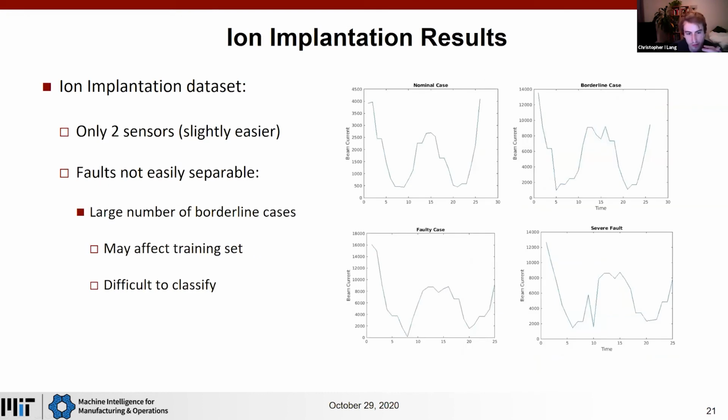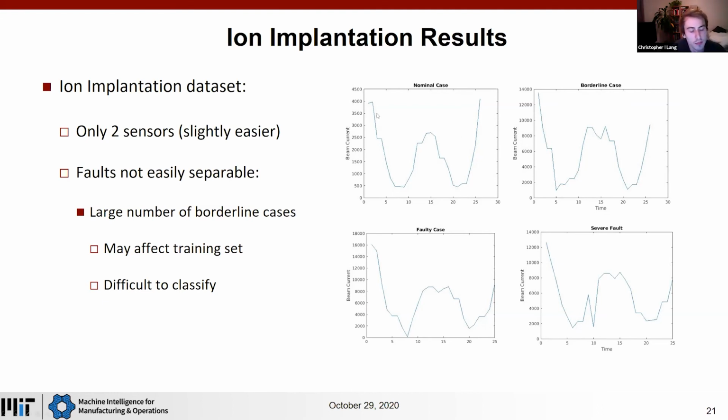The second set of data that I was looking at was the ion implantation data. In some ways this was a little easier because there were only two important sensors that we were looking at. But in some ways it was more difficult because the faults were not as easily separable. There were also a large number of borderline cases in the data, which may have been difficult to classify and also could have snuck into the training set in that concept drift idea and affected the results that way.